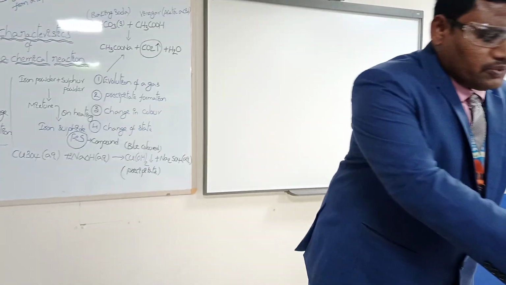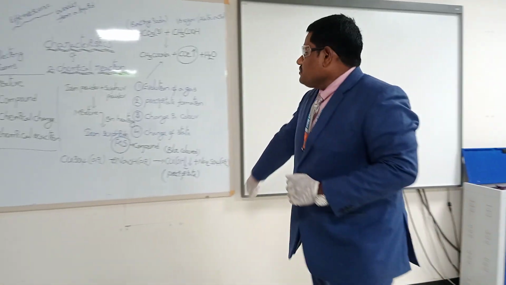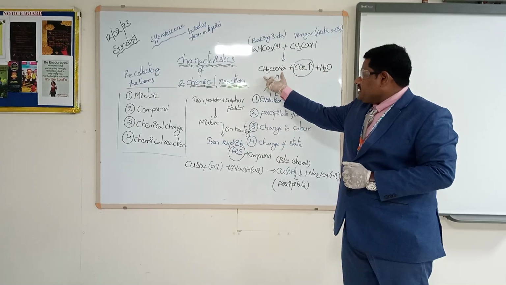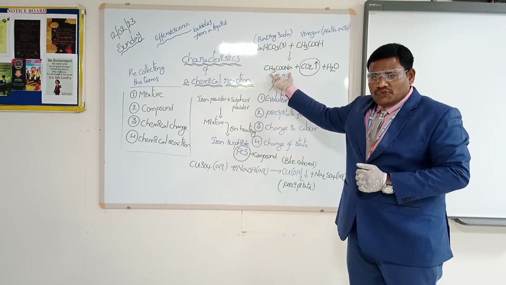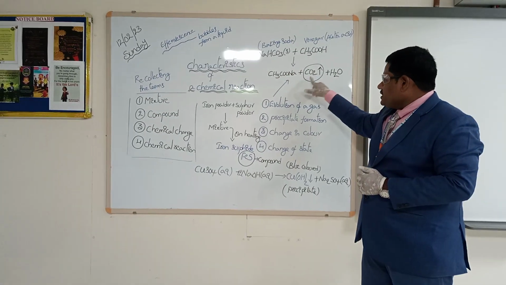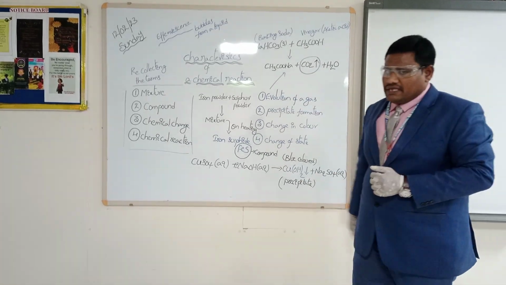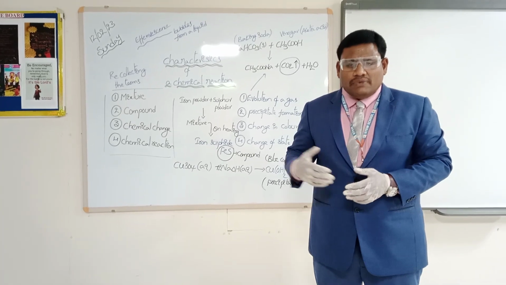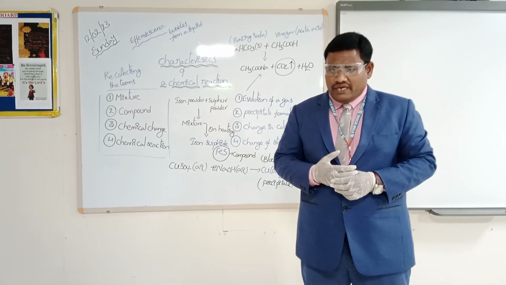So the reactants and products in this reaction are like this. Sodium bicarbonate and acetic acid. If we mix them, we get sodium acetate, a new substance, and it also involves carbon dioxide gas which is released, so it is a chemical reaction. So we can say that a chemical reaction involves evolution of a gas.